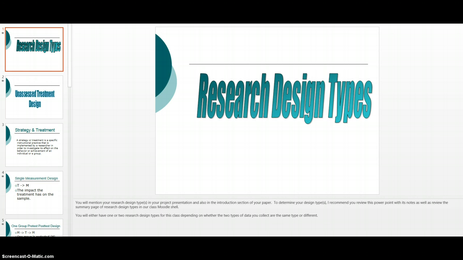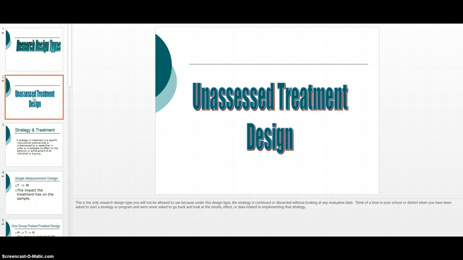You might have one or two, depending on whether your two types of data are collected the same way or in a different fashion. And that'll make a little bit more sense as we go through them. So let's go ahead and go to the first type, which is the unassessed treatment design. This is the only research design type that you're not allowed to use, because in this type of design, you try a strategy and then you never collect any data, or you never go back and look to see if the treatment or the strategy worked. So that's the only one that we will not be using for our action research project.